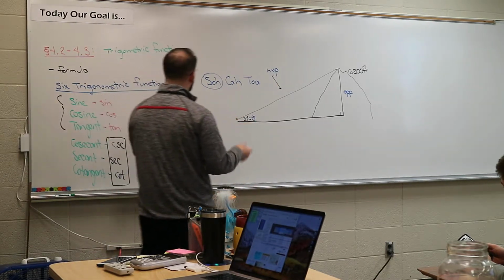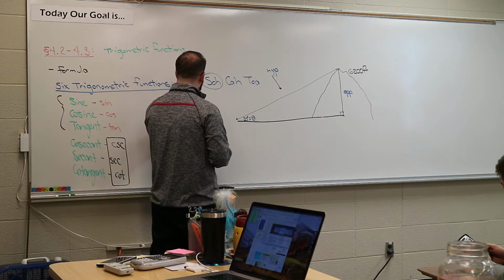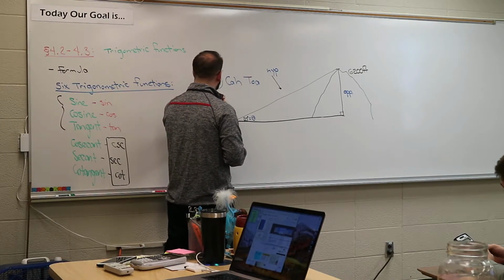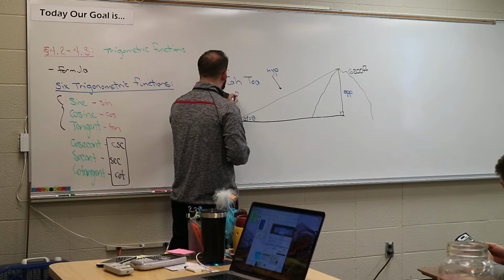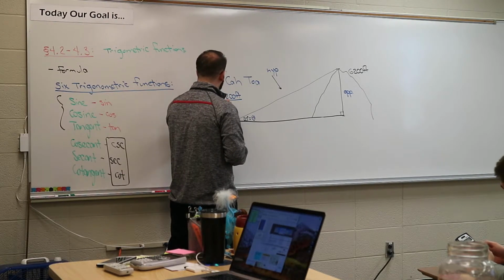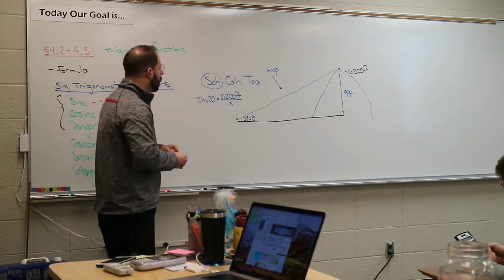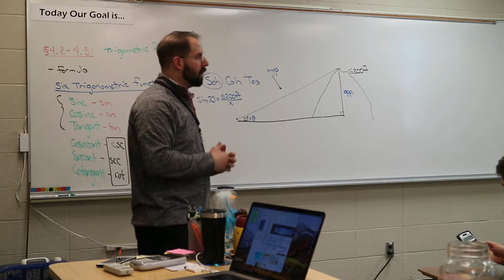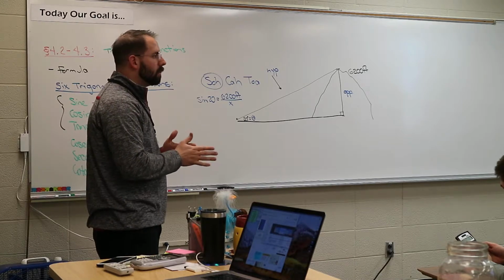Now, on this one, sine. It's sine of your angle, so sine of 20 is the opposite wall, which is my 6,200 feet, over the hypotenuse, which is the number I'm trying to find. Now, this is the goofy part. The x is not on the top anymore. We're not just going to multiply the 6,200 across.